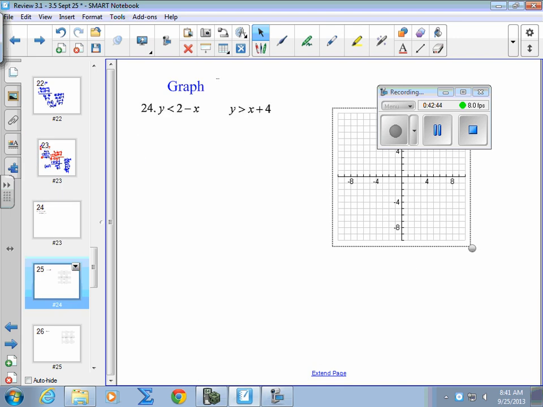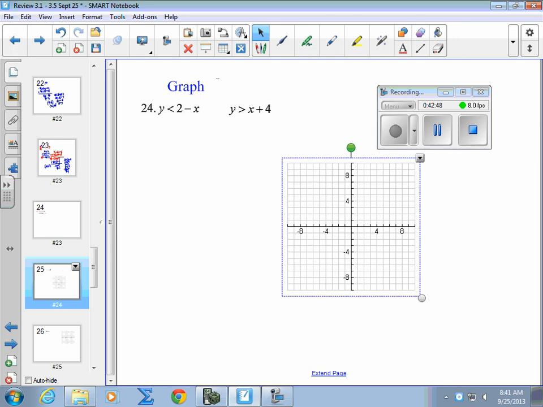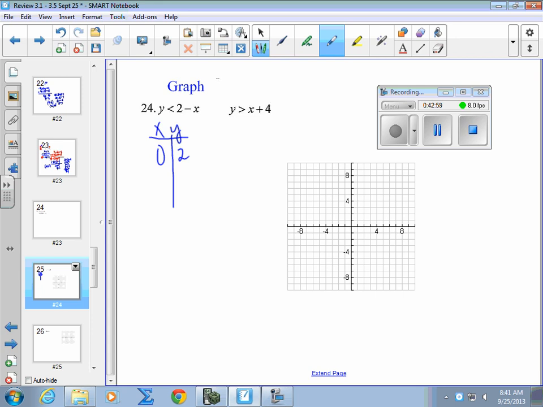Alright, so moving on to problem number 24. On problem number 24, you were asked to graph these. So we'll start with the first equation, or inequality. We'll plug in 0, we get 2. We plug in 1, we get 1. We plug in 2, we get 0. So we're going to have a dotted line or a solid line. Dotted. So we have 0 and 2, 1 and 1. We have 2 and 0. It is dotted.